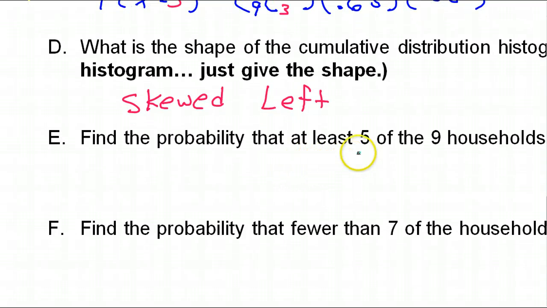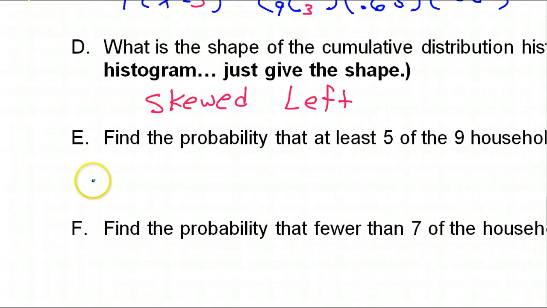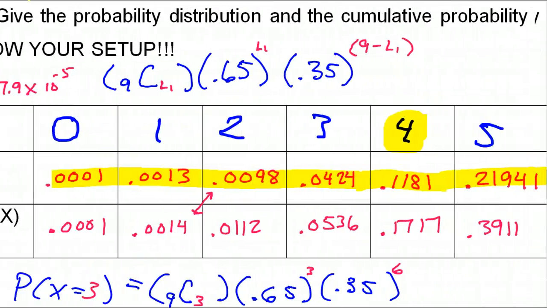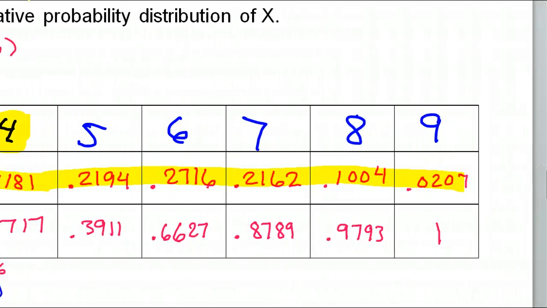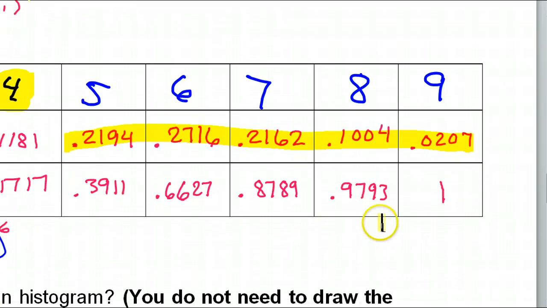Find the probability that at least 5 of the 9 households have a landline. At least 5. Again, you must put the symbolism. At least 5 means x is greater than or equal to 5. So you have to write this down. Probability of at least 5, so that's greater than or equal to 5. So that means we're adding up these numbers right here. And you should write that down.